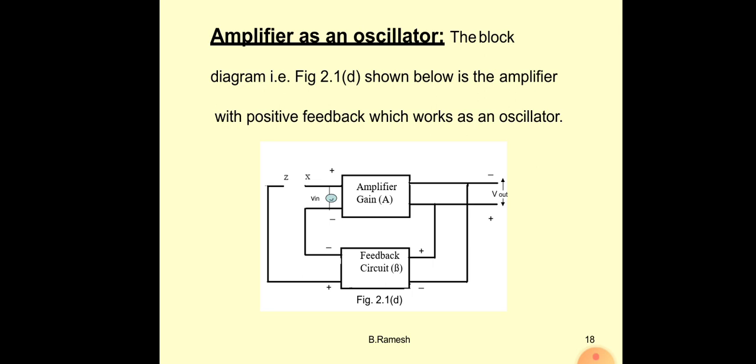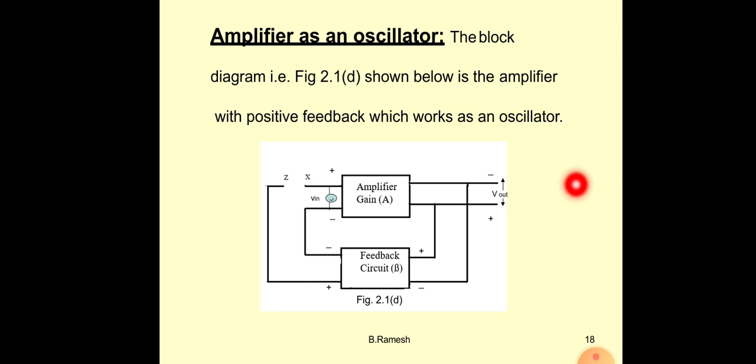Amplifier as an oscillator. The block diagram is shown in the figure. Here there is no source signal. We use positive feedback here. So what is positive feedback? It means the feedback voltage is in phase with the input voltage.